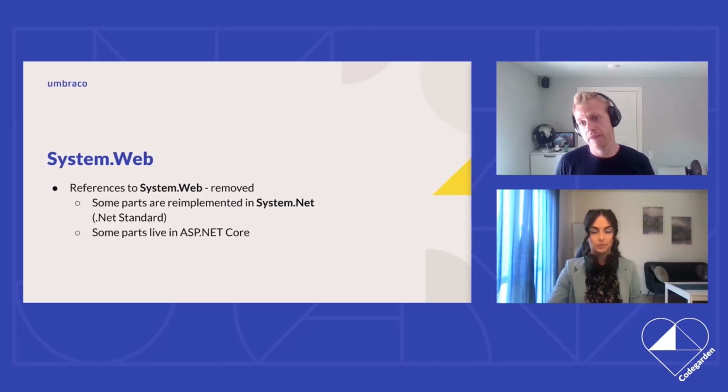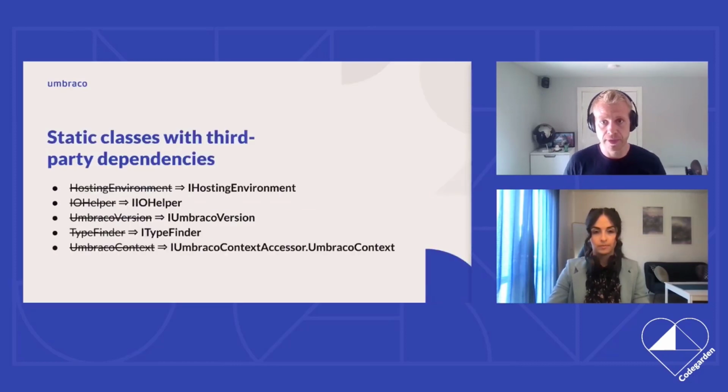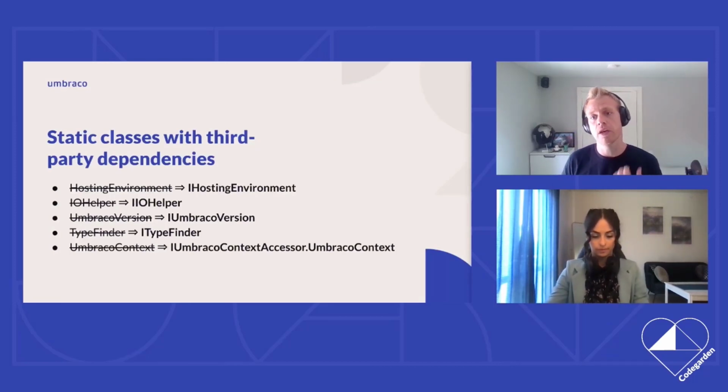Also, System.Web is gone. As a rule of thumb, everything has been replaced by either System.Net, which is .NET Standard, or by the new web framework and there's NuGet packages. We also had some static classes that had third-party dependencies. These have all been changed due to dependency injection. So now we inject hosting environment instead of using a static hosting environment. Now we inject IO helper instead of using a static IO helper, and so on for Umbraco version, type finder, and so on.